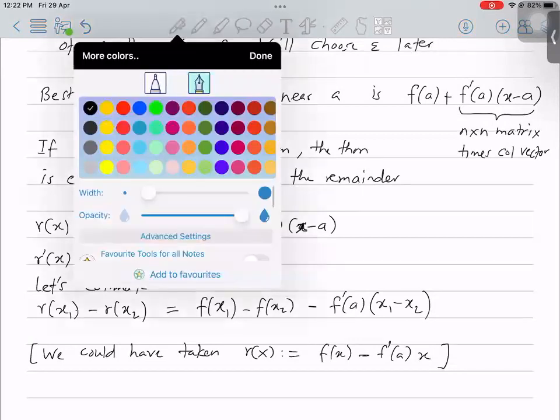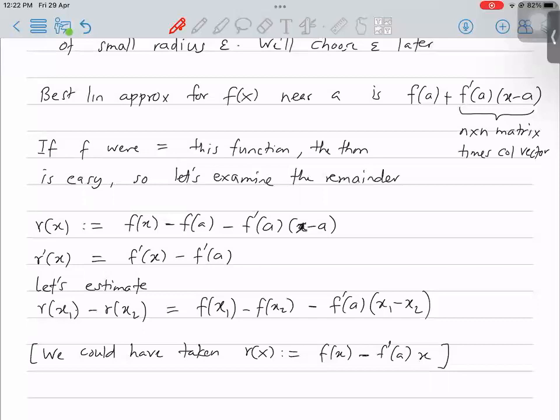Maybe let's start using some colors over here. So this, we can make this small in some ball B around a by continuity of f prime at a. And we will do this.